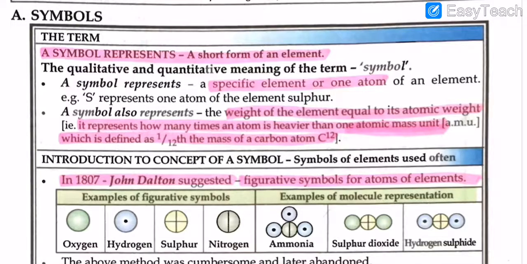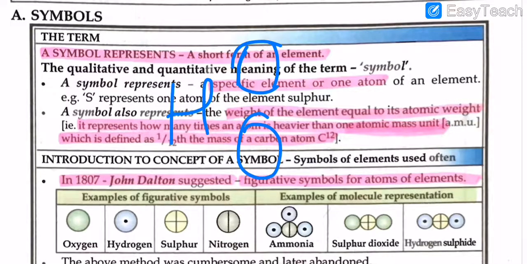Now, a symbol represents a specific element or one atom of an element. For example, S represents sulfur, and it also represents the weight. For example, for H, you have the atomic mass and the mass number written on top and bottom, right? So it not only represents a specific element or one atom, it also represents the weight of an element equal to the atomic weight. And we all know we always compare any element's weight to that of carbon. That's 1/12 the mass of the carbon atom.